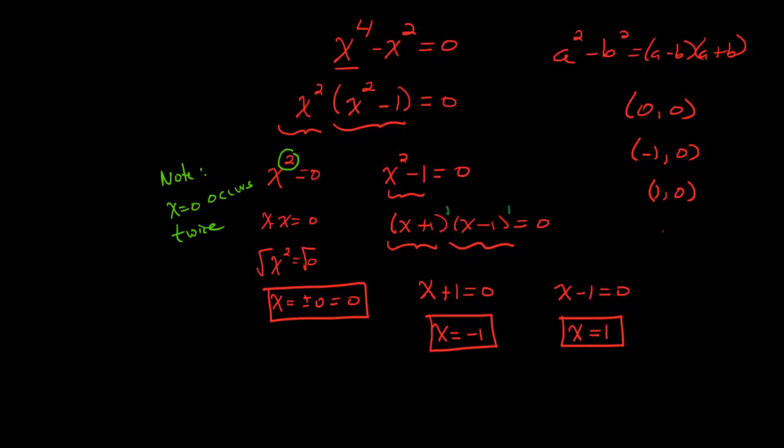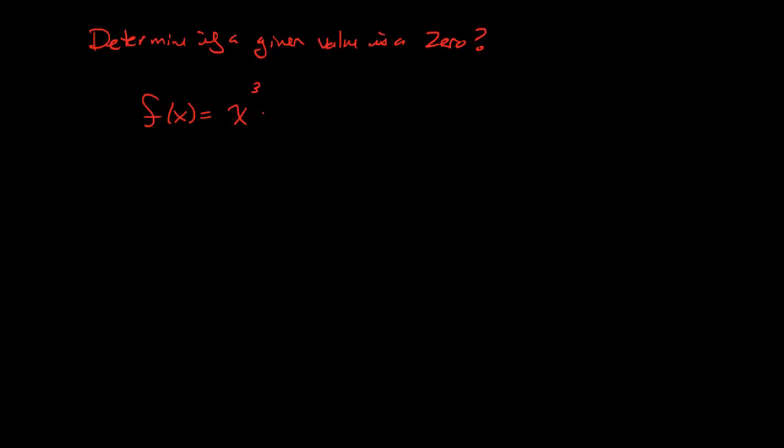So we're going to have three solutions with this question, and we recognize that one has a multiplicity, or one occurs twice, which is indicated by that exponent. So let's go ahead and say we wanted to test a 0. So let's go ahead and say we want to determine if a given value is a 0. So let us consider the function. Let us say f of x equals x cubed plus, let's say, x squared minus 17x plus 15.